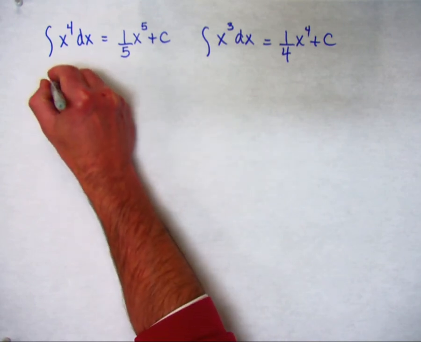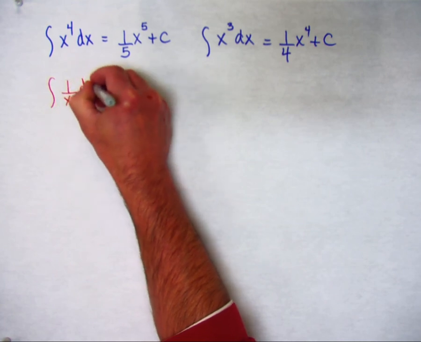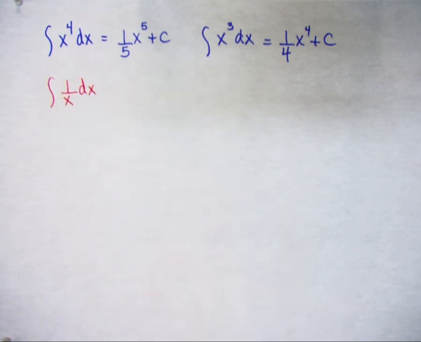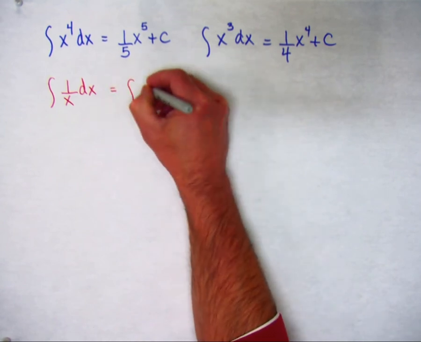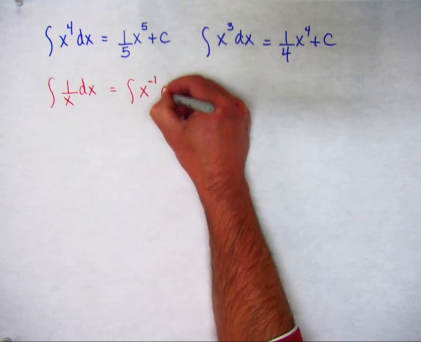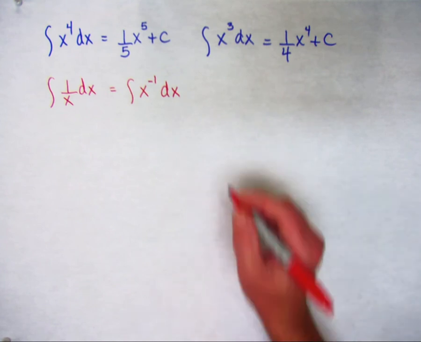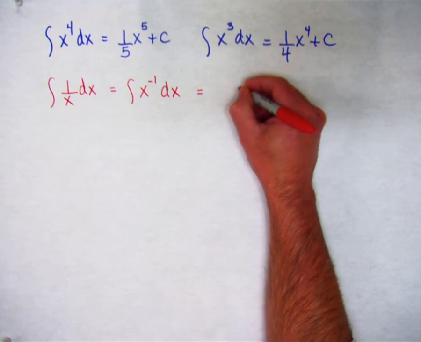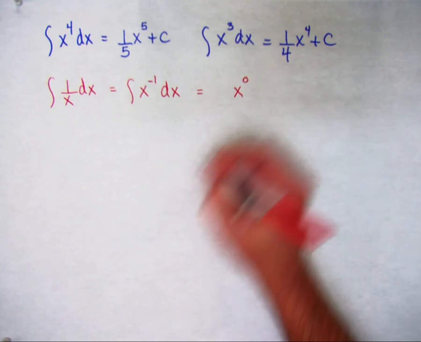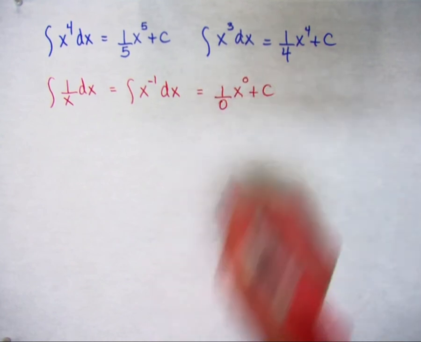What if we wanted to find the antiderivative, or the integral, of 1 over x dx? Now, 1 over x is a reciprocal function, which can be written as the integral of x to the minus 1 dx. But look what happens when we try applying our power rule of integration. The power rule says that to find the answer, we are to add 1 to the exponent. So if we add 1 to negative 1, we get 0. And then we're to multiply by 1 over that number. So of course, we end up with something like this.